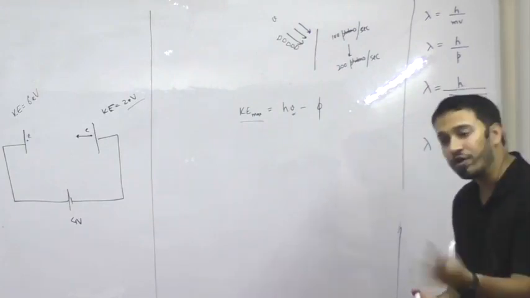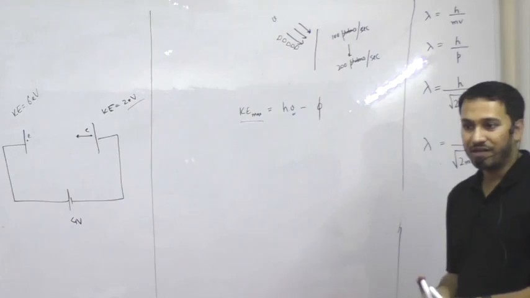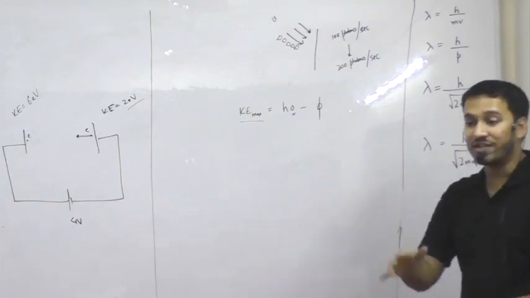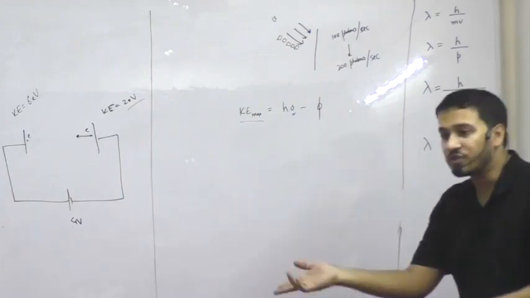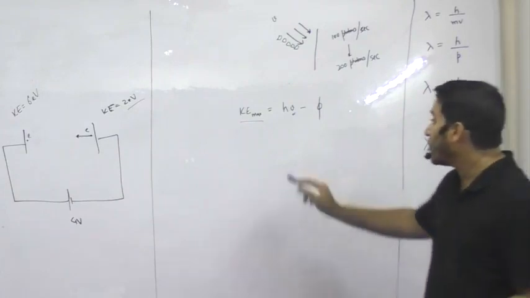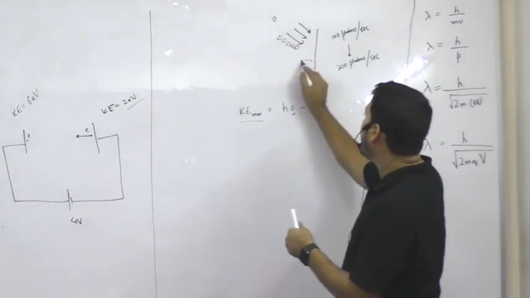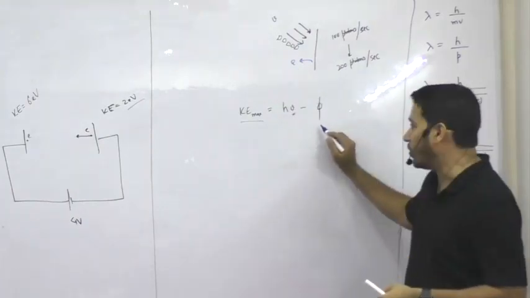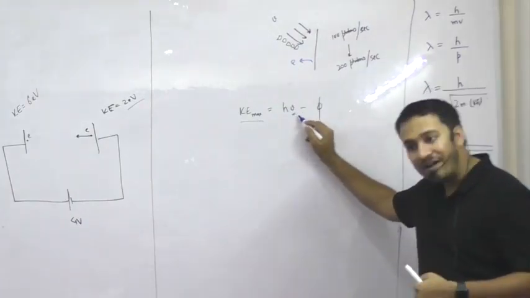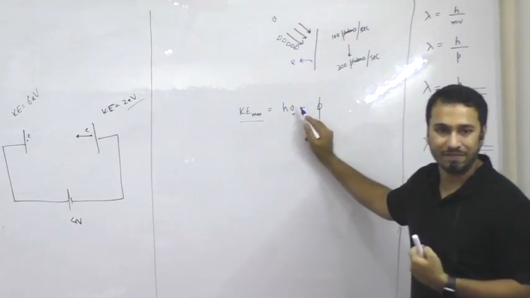The energy of one photon is still the same, right? So the kinetic energy of the ejected electron has not changed. The number of electrons which is coming out has changed. If I want to increase the kinetic energy of this electron, what do I have to increase? I have to increase the frequency of the incident light.